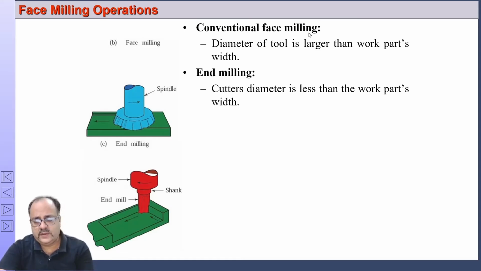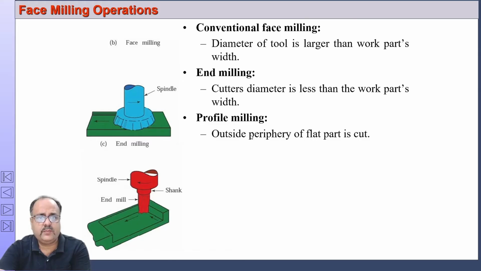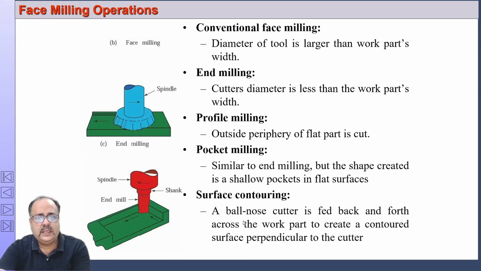So you have conventional face milling, and we have end millings of various types. End milling can be pocket milling, pocket profile milling, and surface contouring. Various types of operations can be performed. So these are different types of milling operations.